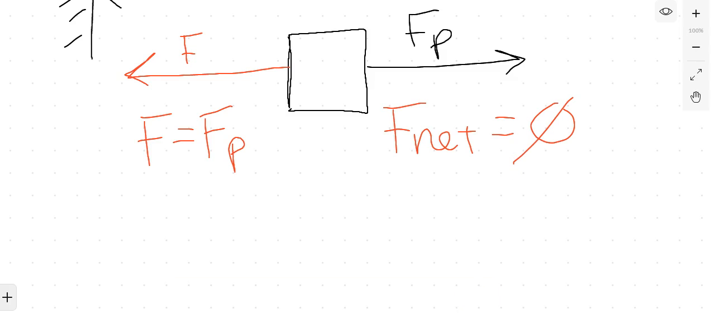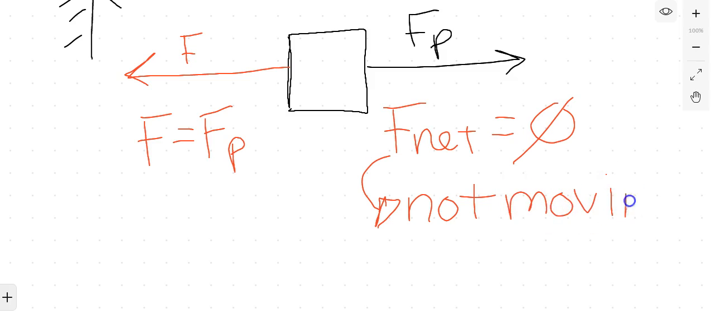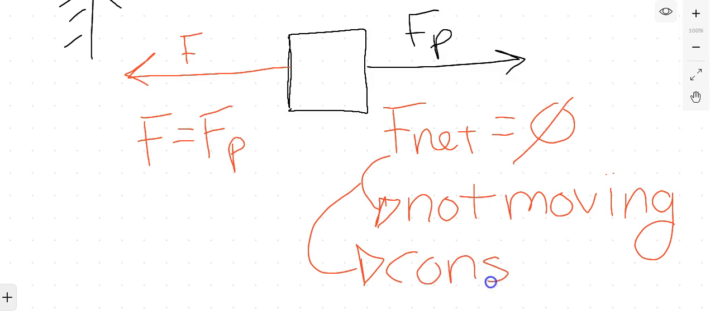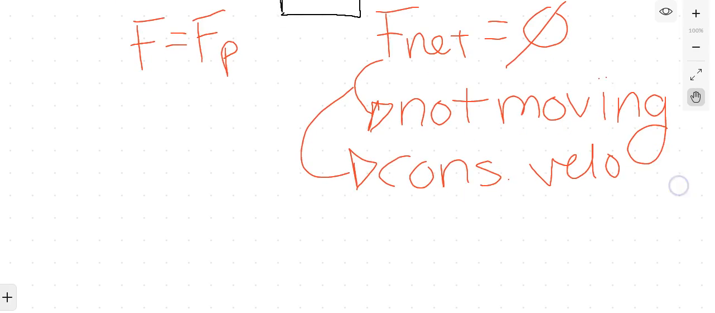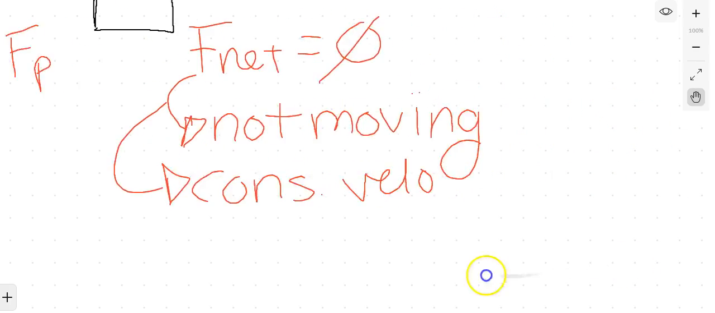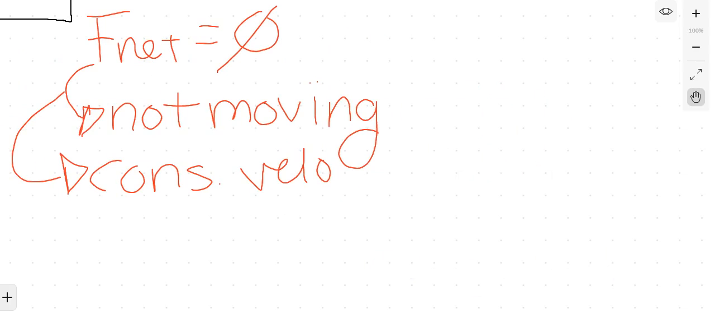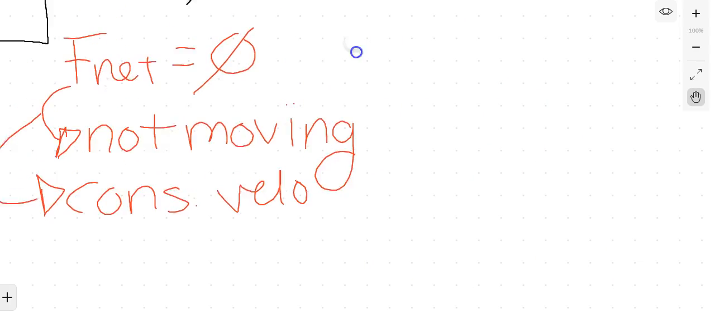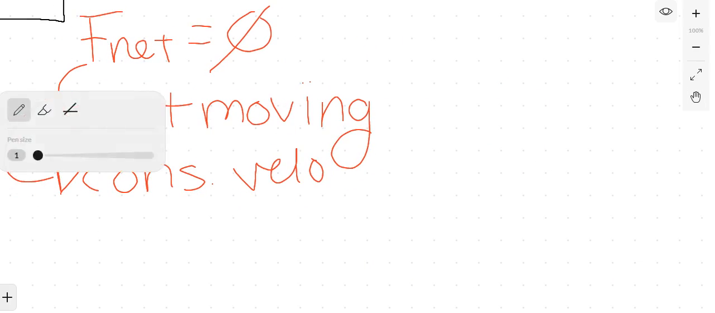So a net force of 0 means two things. Either your object is not moving, because if you have no acceleration, that means that you likely have no displacement, but not necessarily true. Or your object is moving at a constant velocity. Those are your two choices. So a 0 acceleration means that you're not moving or you have a constant velocity, because the net force of 0 means that you have an acceleration of 0 as well.